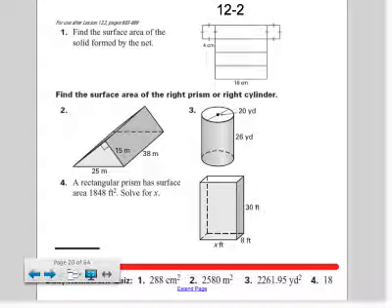A lot of stuff, you know, surface area, formulas that you have to know, and then nets. So any questions, as always, bring them to class, and we'll take those first thing.